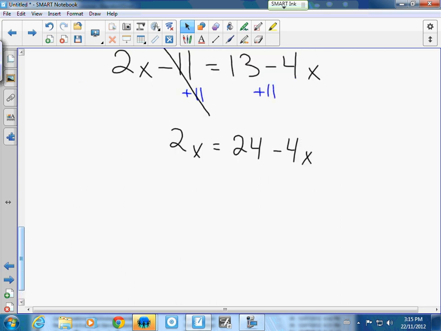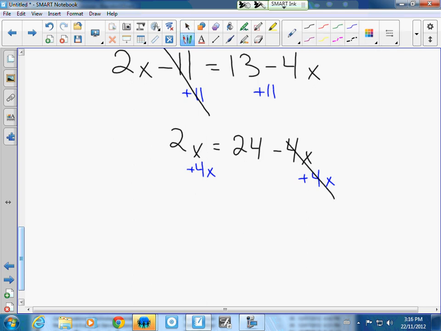You're going to move what? I'm trying to get you to make sure you speak correctly, right? Are you moving the 4x or are you moving the -4x? -4x. How do you move the -4x? You add 4x. To the right side, what do you do to the left? Add 4x. Okay? What happens to these two over here on the right? They're gone. So what's 2x and 4x? 6x equals 24, right?